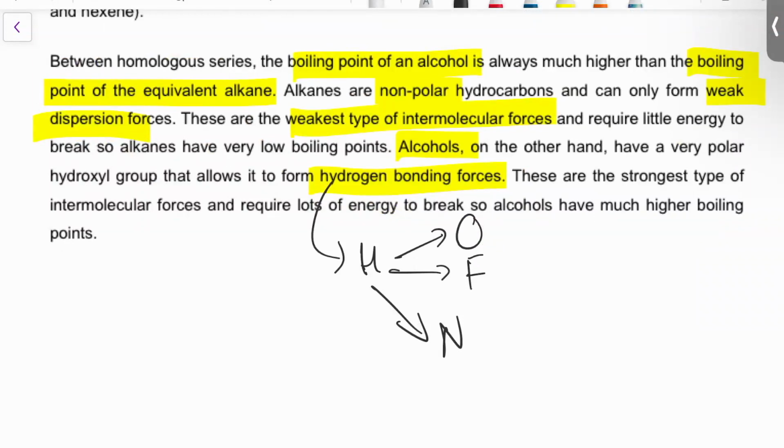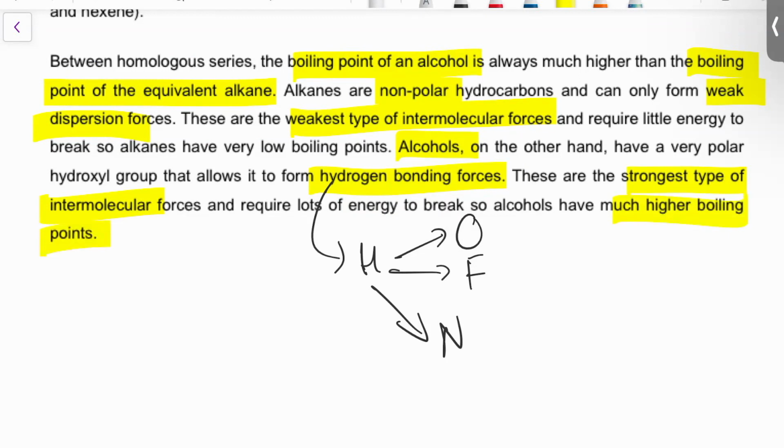But yes, your hydrogen bonding force is between hydrogen and oxygen, hydrogen and fluorine, and hydrogen and nitrogen. So fluorine isn't something we'll see so often, but nitrogen you'll see when you go into your amines and your amides. Hydrogen bonding forces is a type of dipole-dipole force, by the way. It is the strongest type of intermolecular force, which means it requires the most amount of energy to break out of the 3 different types of intermolecular forces. If it requires the most amount of energy to break, you need to boil it at a higher temperature. You need to increase the temperature more before it can start boiling. So that's why alcohols have a higher boiling point.